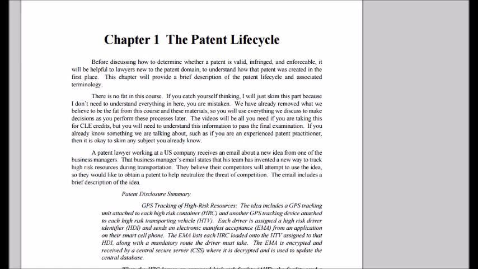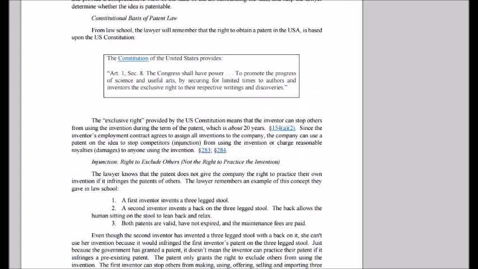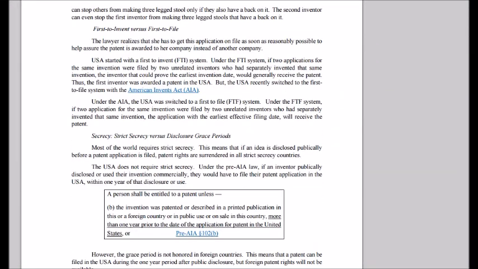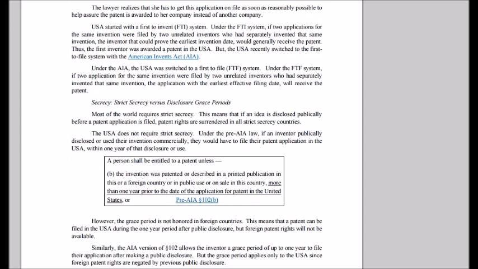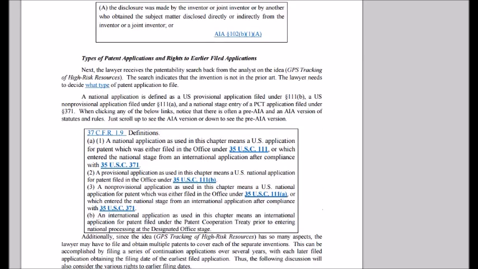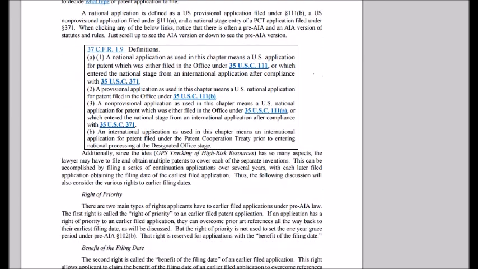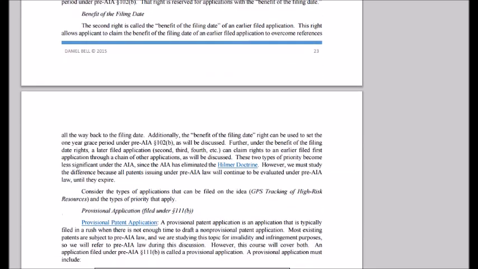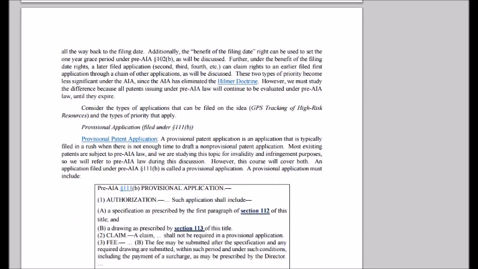Chapter 1 is the patent life cycle, and it takes you through the life of an in-house lawyer who's making decisions about when to file and what domains to file in. It gives you the constitutional basis and statutory basis of the patent life cycle, and a general overview of first to file versus first to invent. And then it gives you the main statutes that are relevant to the patent life cycle, describing the difference of right of priority versus benefit. These are the types of applications.